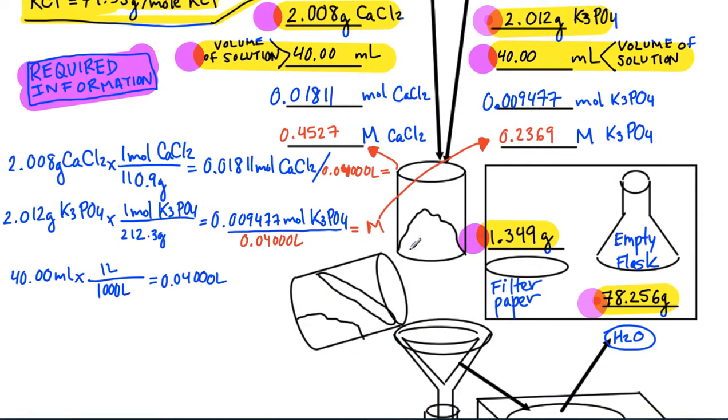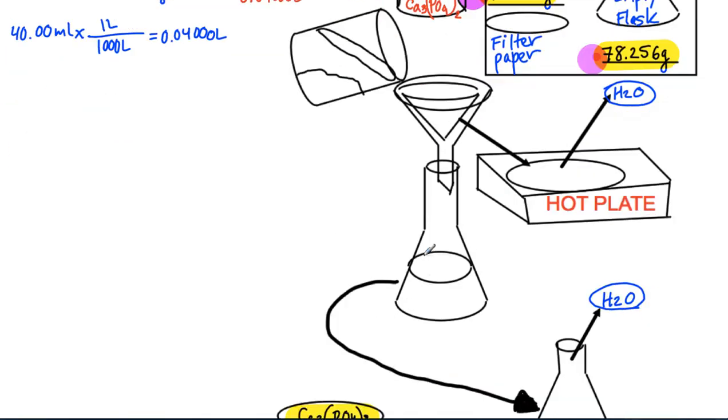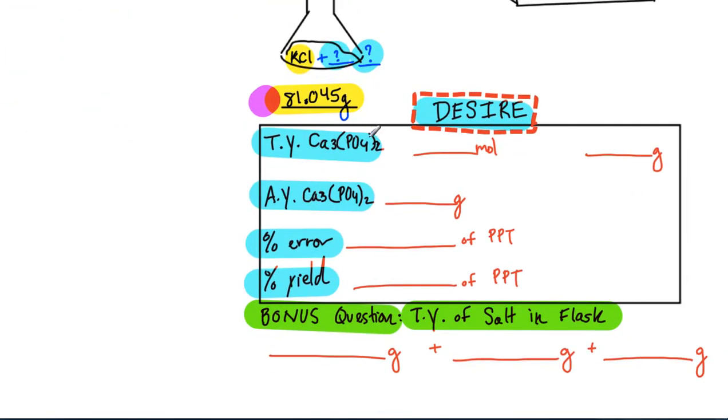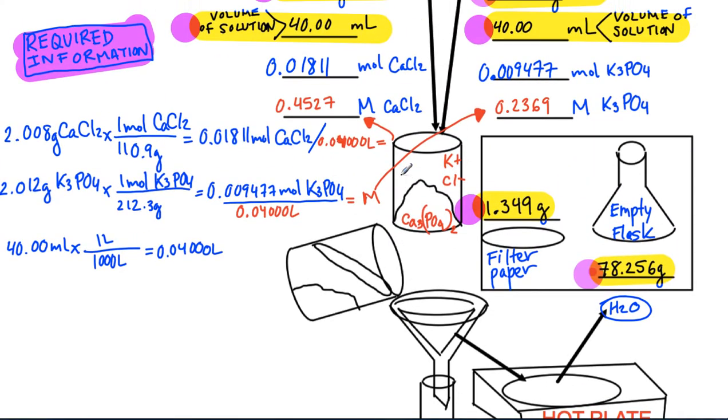So my precipitate here is my calcium phosphate. We need a 2 there. And then in the solution, I know that I have potassium ions and I have chloride ions. But what I don't know is I have an excess reactant. Now, is that calcium or is that phosphate? And we don't know what that is. So in order to solve for the theoretical yield of the calcium phosphate, we're going to have to figure out which one is the limiting reactant.